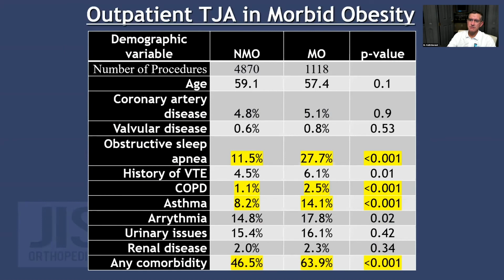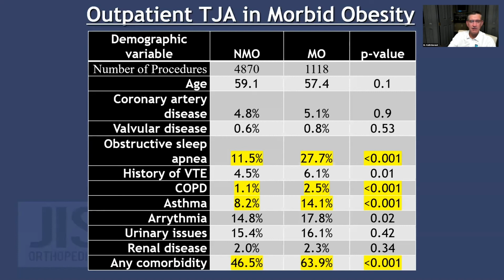One of the interesting subjects, and this is a paper that we just published, we looked at our morbidly obese patients. And by morbidly obese, this is defined as patients with a BMI of over 40. So of the roughly 6,000 patients that we looked at, 4,800 were in the non-obese patient population, and 1,100 were in the morbidly obese population. If you look at the preoperative demographics, you can see some clear examples of where they differed. You would expect that the morbidly obese patient would have more obstructive sleep apnea. Absolutely, almost 3 times as much. COPD, asthma, and the rate of any comorbidity was 50% versus 64%.